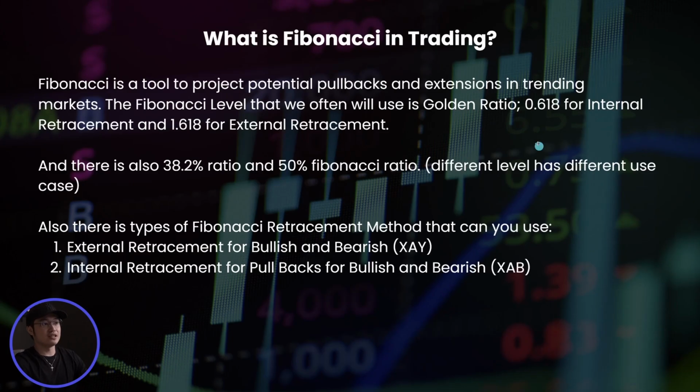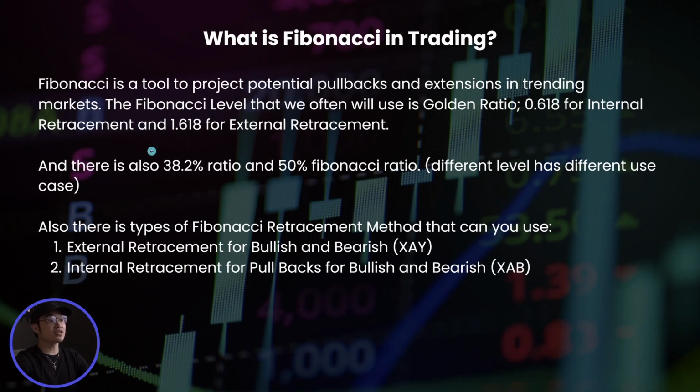What is Fibonacci in trading? Fibonacci is a tool to project potential pullbacks and extensions in trending markets. The Fibonacci levels that we often use are the golden ratio, 0.618 for internal retracement and 1.618 for external retracement. We are going to discuss internal and external retracement in the next slide, and we are going to do some live study on the chart.